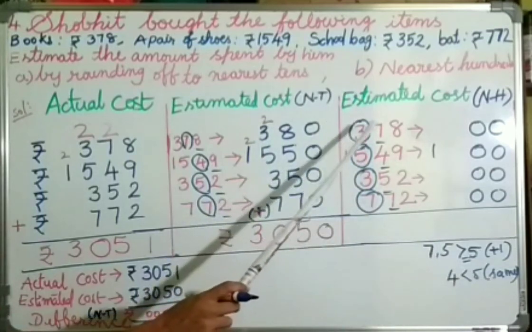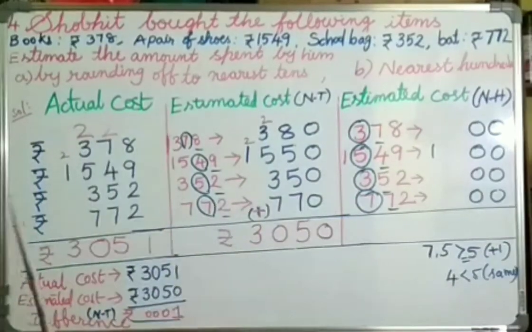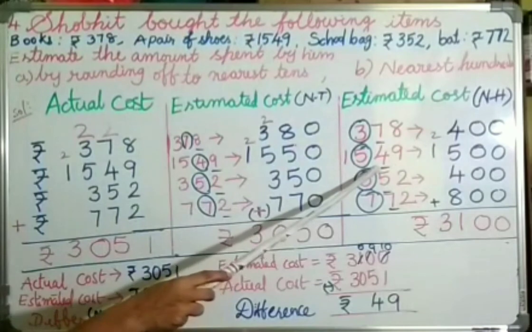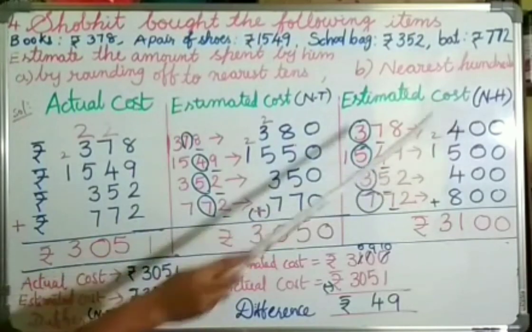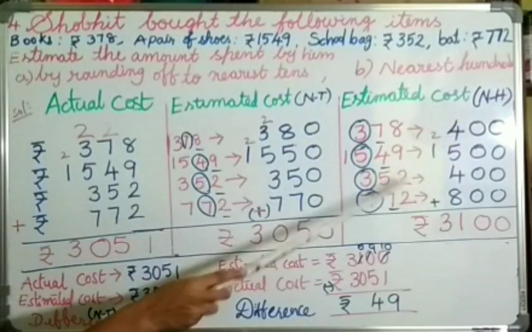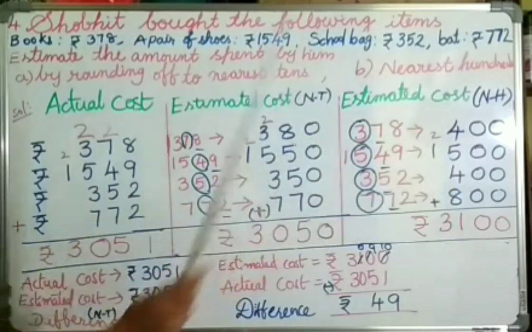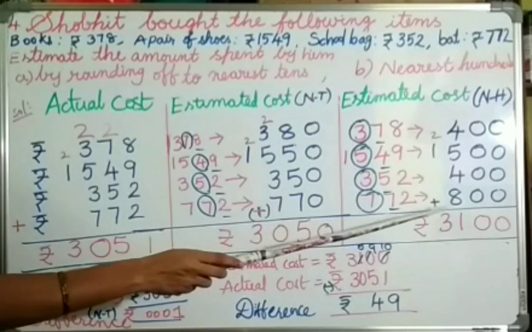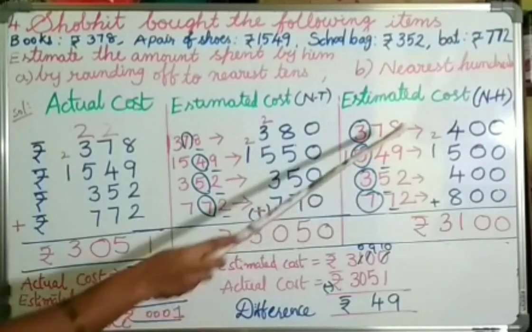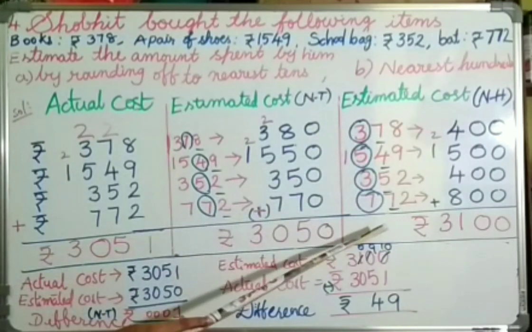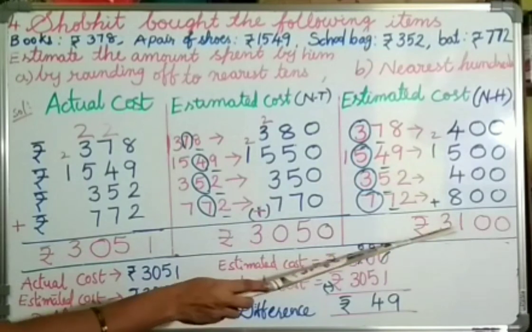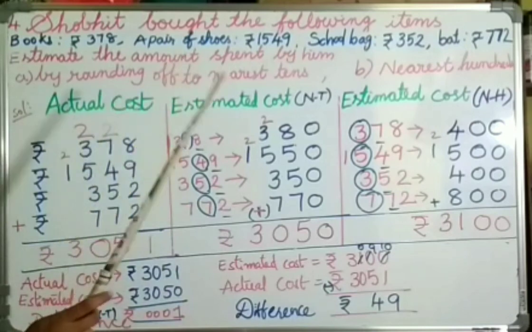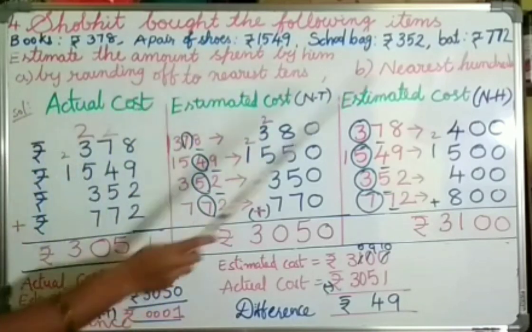So 378 rounded off is 400. 1549 rounded off is 1500. 352 rounded off to the nearest hundreds is 400. 772 rounded off to the nearest hundreds is 800. So after adding the numbers, we got rupees 3100. That is the estimated cost. Now we have to find the difference between the actual cost and the estimated cost.